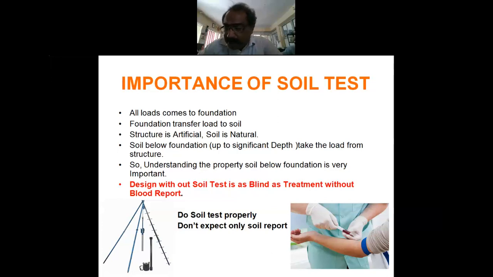If a doctor makes a mistake, one person dies at one moment. If an engineer makes a mistake, there is a catastrophe. We cannot count how many casualties. So my words may be a little bit stronger, but I'm sorry, that much importance is there. Do the soil tests properly.